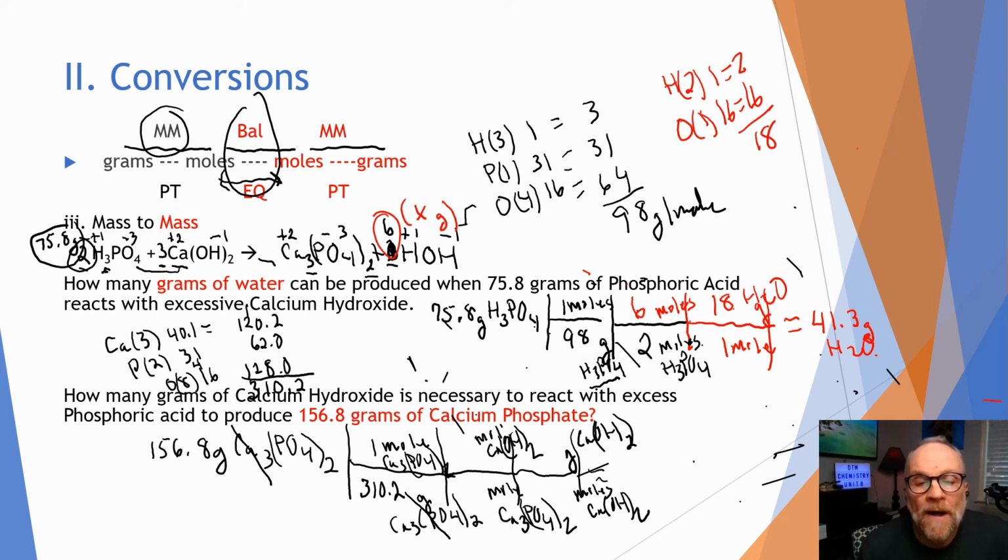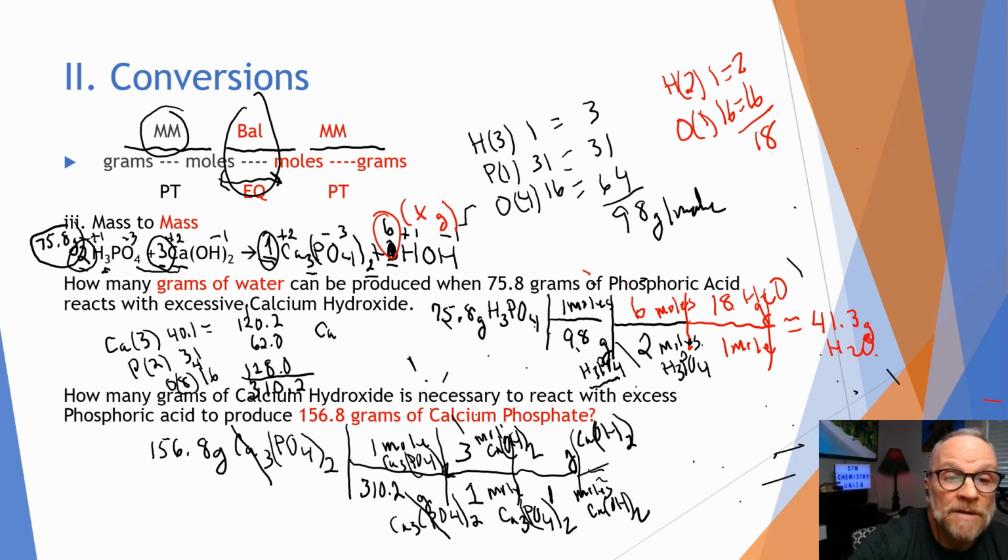So now we're at moles of calcium phosphate. So how many moles of calcium phosphate are there? Well, if there's nothing there, it's understood to be 1. So for every 1 mole of calcium phosphate, how many moles of calcium hydroxide do we have? So let's find that guy, and we have 3 moles of calcium hydroxide. And so for every 1 mole of calcium hydroxide, how many grams do we have? Okay, so we'll have to do that one.